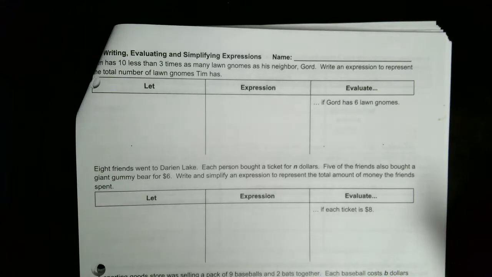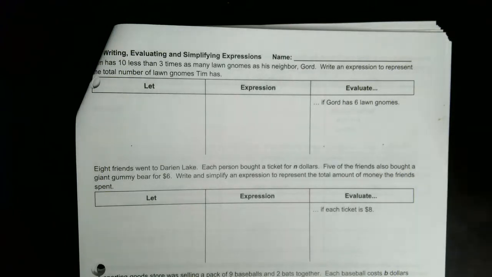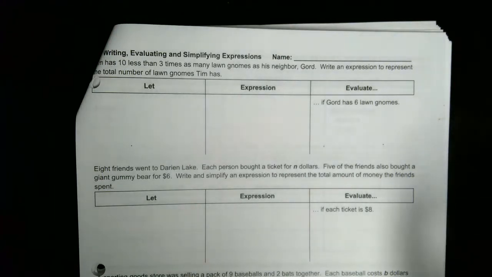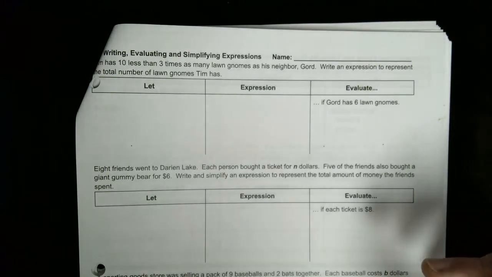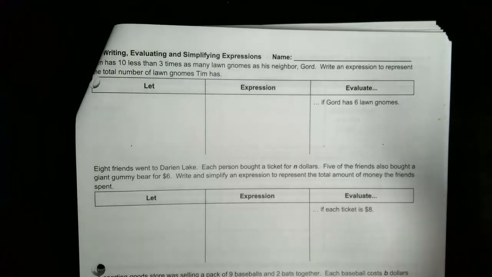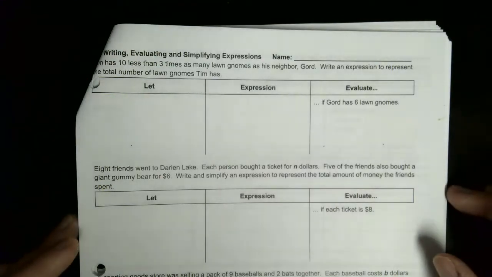We're going to write a let statement, we're going to write an expression, and then sometimes we're going to evaluate it if we have a number. So this is kind of like translating. We're taking a little situation here and we're writing it using math. We're going to use numbers, symbols, and variables, and then we're going to see if we can evaluate it if we have enough information.